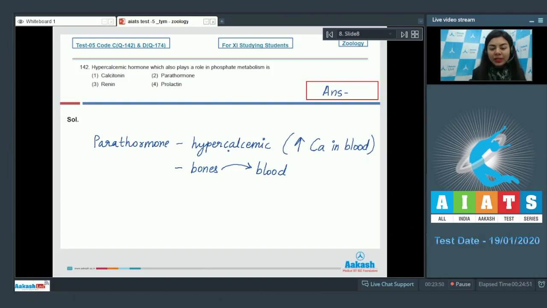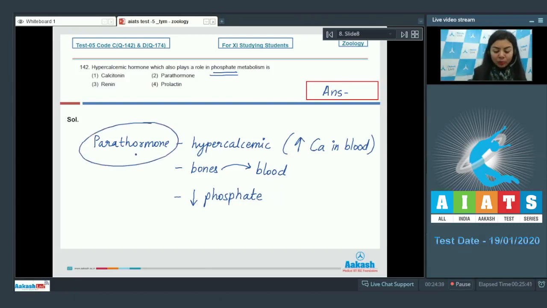Parathormone is released whenever there is a fall in the level of calcium in blood, and it restores the level of calcium in blood back. It also regulates the level of phosphate in blood, and it decreases phosphate concentration in blood and increases the urine elimination of phosphate. Thus, parathormone plays a role in the regulation of calcium and phosphate levels, playing a role in their metabolism as well. The right option is parathormone, that is option number 2.